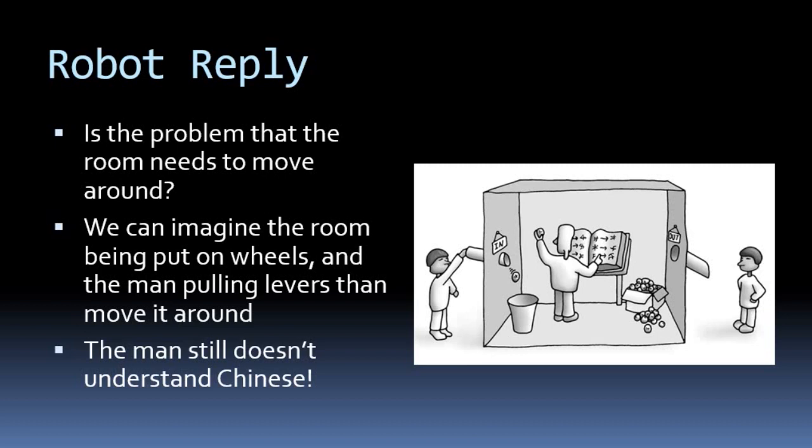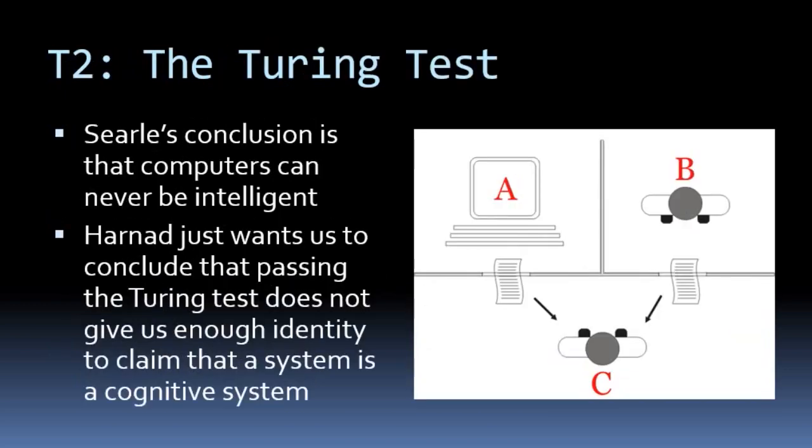So he thinks this doesn't change the scenario at all. Putting this thing in a body really doesn't seem to change the situation. And Searle's conclusion is that computers will just never be intelligent. Digital computers operating on formal rules will just never be intelligent. And Harnad has a weaker conclusion than Searle. He just wants us to conclude that the Turing test doesn't give us enough identity to claim that the system is a cognitive system. So it's a much weaker claim.